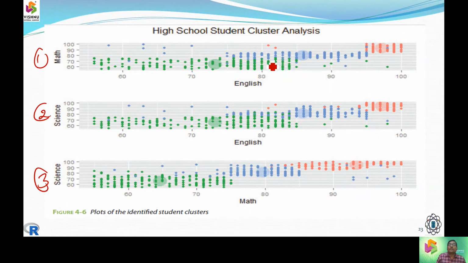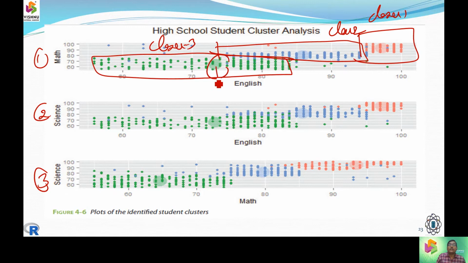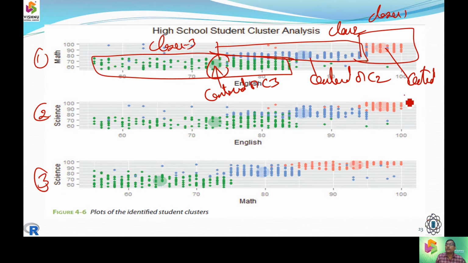So this entire green one is a cluster, the entire blue is another cluster, and the entire red is another cluster. So this is cluster 1, cluster 2, and cluster 3. The green we call the cluster centroid of C3, blue we call the centroid of C2, and red we call the centroid of C1. So in this way we are going to map the things.